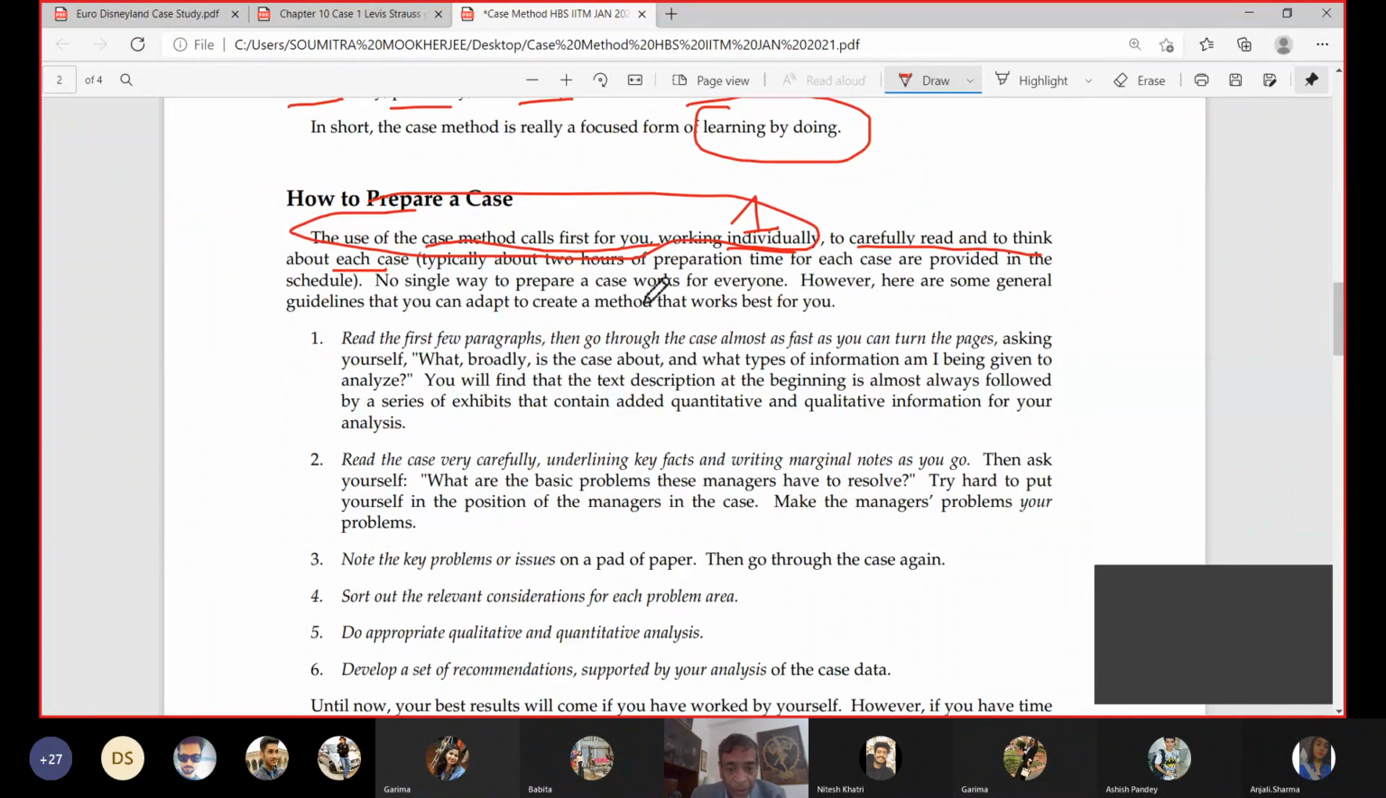There is no proper blueprint of how everyone works on a case study. You can have your own style. But read the first few paragraphs, then go through the entire case, asking yourself, what is the case about and what is the information that is given. So, as I said earlier, read the case thoroughly 2 or 3 times, make notes, and discuss what type of information has been made available to you.